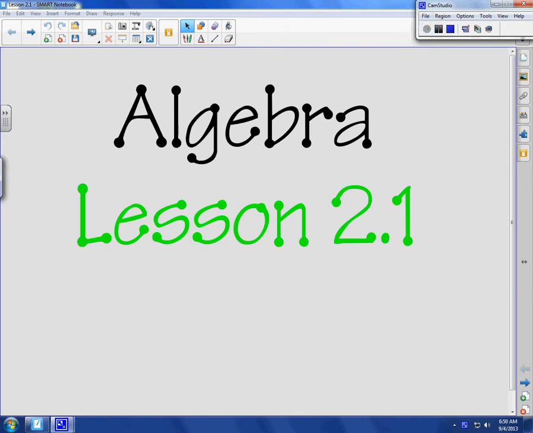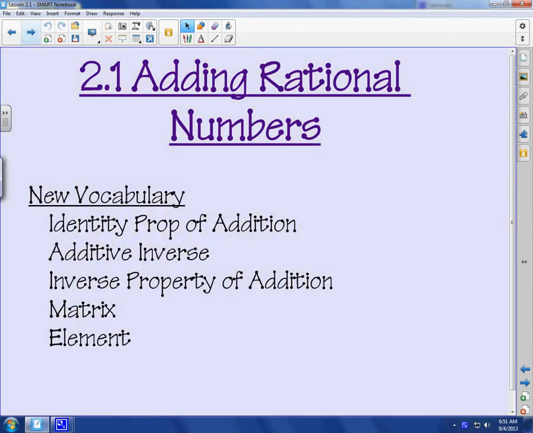Hey guys, this is Algebra Lesson 2.1. The title of this lesson is Adding Rational Numbers. So write this in your notebook, Adding Rational Numbers. We're going to have 5 new vocabulary words.